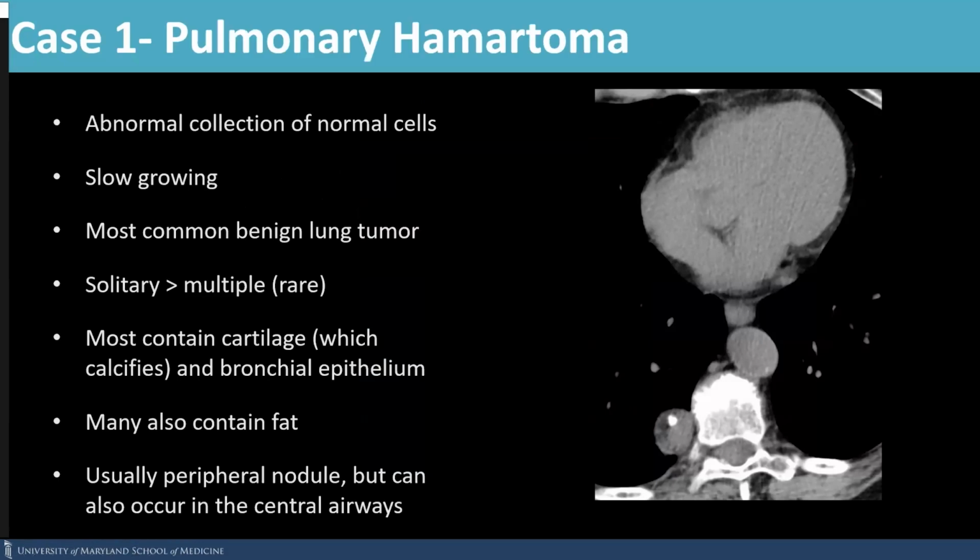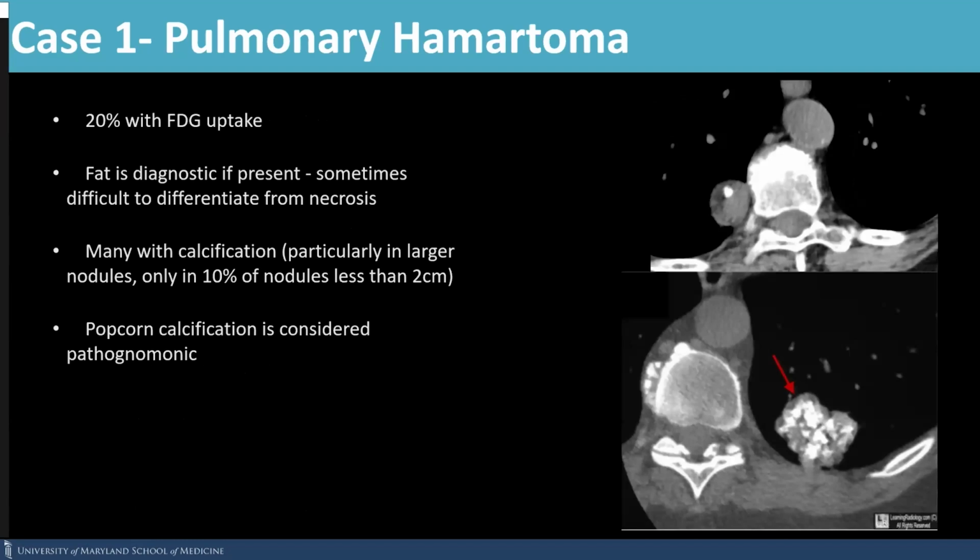And so this is a case of an abnormal collection of normal cells, a slow-growing neoplasm called a pulmonary hamartoma. It's the most common benign tumor, and it's much more common to be a single lesion than multiple lesions. Most contain cartilage, which calcifies, and will also have bronchial epithelium. It can contain fat, like in our case here, and it's usually a peripheral nodule, but it can also occur within the central airways, like I described. About 20% of these pulmonary hamartomas will have FDG avidity associated with them, and fat is diagnostic if it's present, but it's sometimes difficult to differentiate it from necrosis.